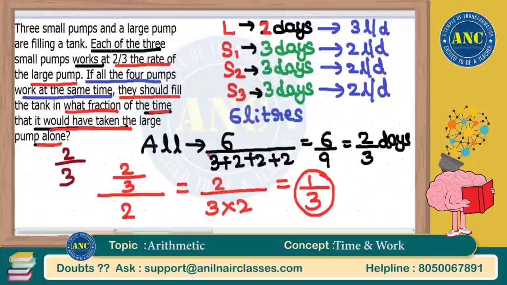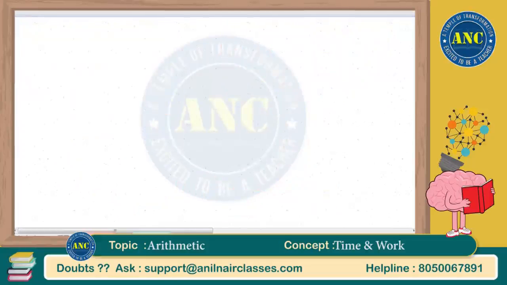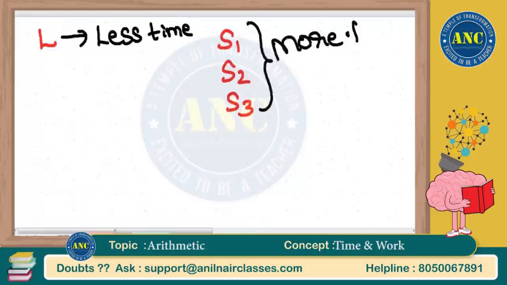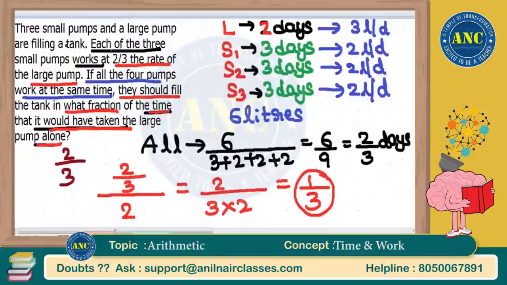Now, Neeraj, think logically. Suppose I have a tank fitted with a large pump, and you have another tank fitted with small pumps. The large pump will take fewer days because it is larger; it will fill the tank a little faster and take less time. The small pumps will take more time compared to this. Now, your question is that 3 small pumps and a large pump are filling the tank.